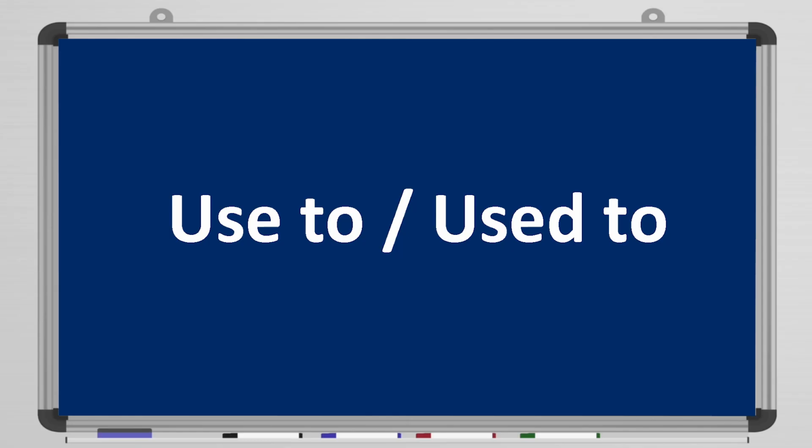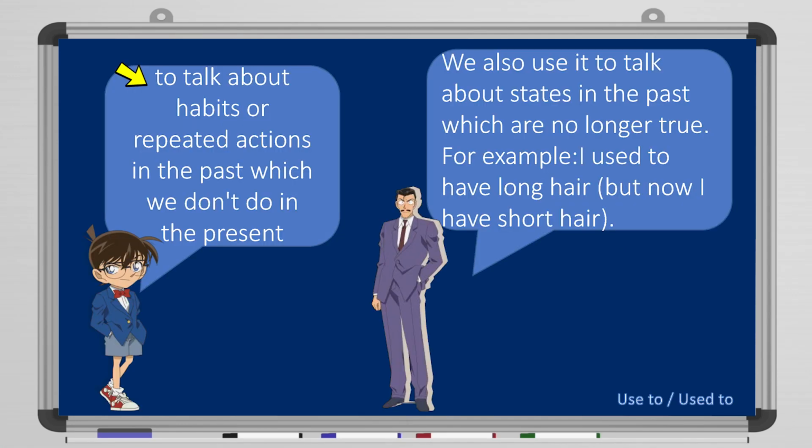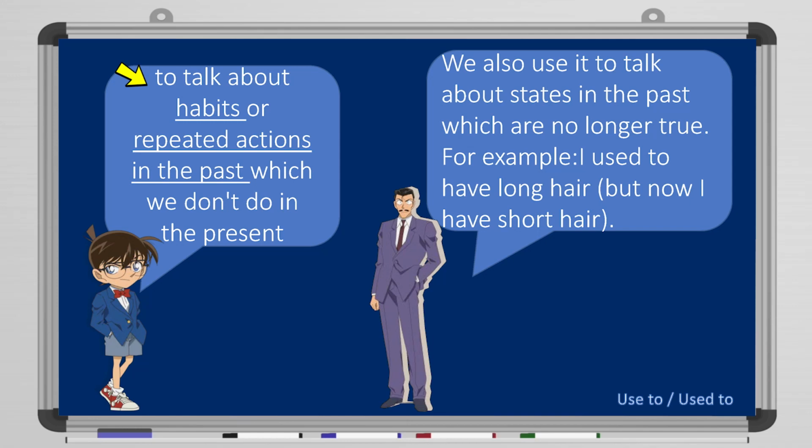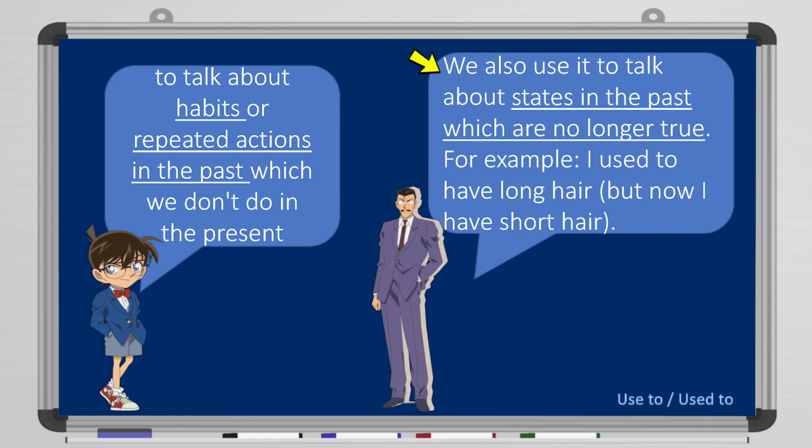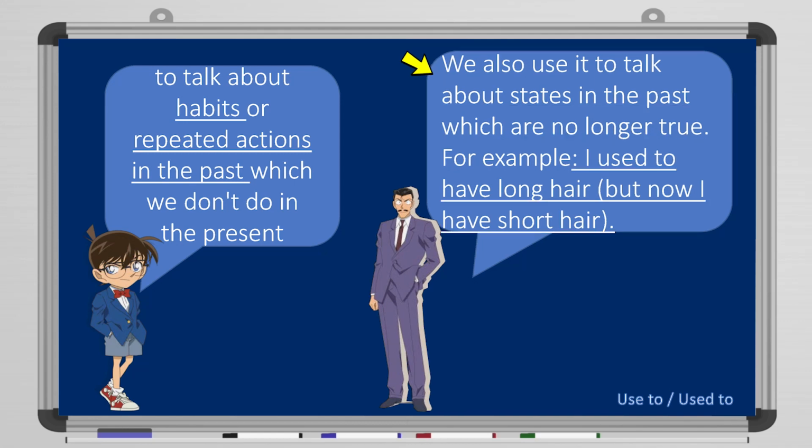This brings us to the second part of grammar. We'll be looking at use and used to. Very simple. We use used to when we're talking about actions that happened in the past, habits that we no longer have or no longer do. For example, if you have short hair now, but you used to have long hair, you would say, I used to have long hair, but now I have short hair. That's when you use used to.